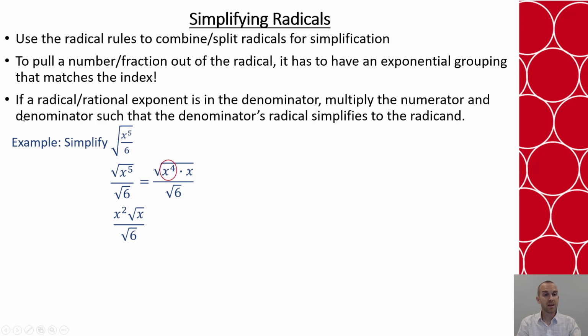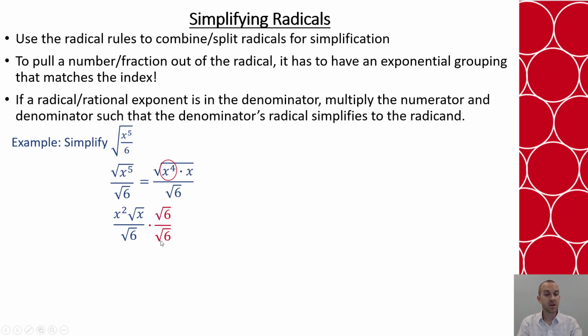However, like this last rule says, I can't leave a radical in my denominator. So I have to say, how can I simplify this so that my denominator becomes, in this case, a whole number? Well, what I could say is I can multiply it by itself in this case, because I want that index of 2. I want to make a perfect square inside the denominator.